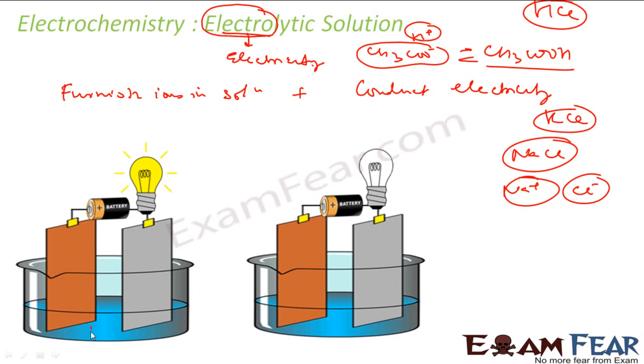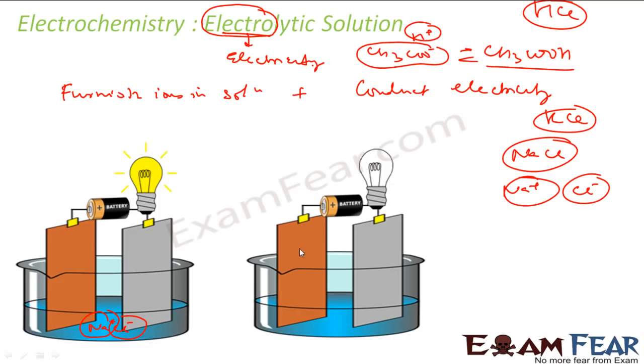For example, this is my NaCl here in this water. If you connect this to a battery, this circuit, you'll see that the bulb will glow. Why? Because this NaCl gives Na+ and Cl- ions, and these ions will conduct electricity.